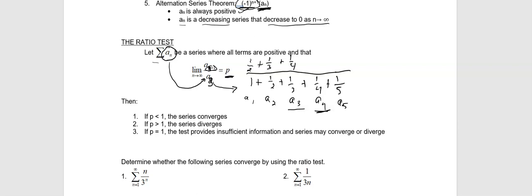This is your original series. This is the n plus 1 series. So we always go one term ahead of what the denominator would be. So we're basically eliminating that first term.